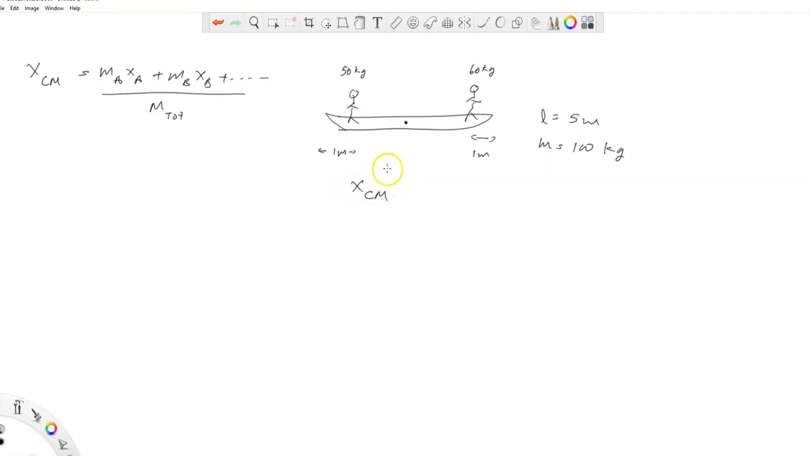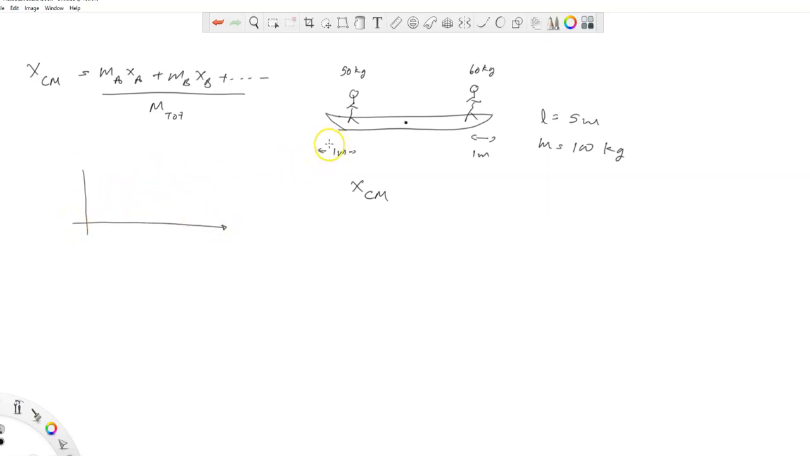XCM, center of mass location. They're all in one line, right? They're all sitting on the canoe. So where is the center of mass of the entire thing? So how do we do that? Let's put the whole thing on the x-axis.